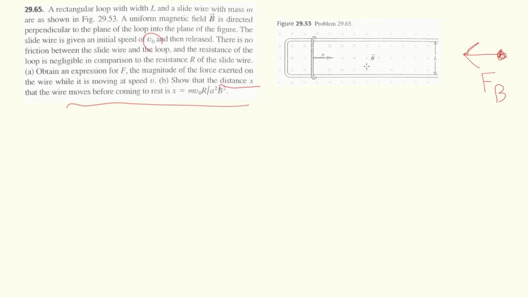I think the easiest way to do it turns out to be to first find the acceleration. So A equals that force divided by the mass, which we found earlier in part A. It's going to be V B squared L squared over M, because it's the force divided by the mass, and we've got an R in there also.